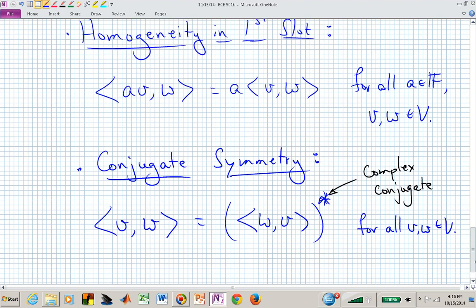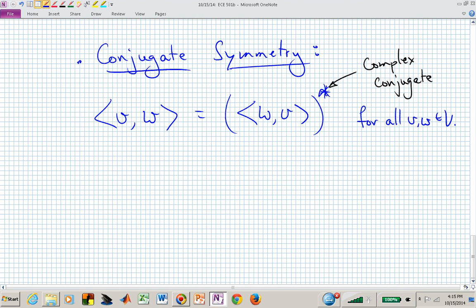So we will start to see where that helps us or keeps us honest, because this forces particular relationships in the way that we define our inner product. We need our inner products to satisfy this conjugate symmetry. So if we switch the order, then we have to define our inner product such that this conjugate symmetry relationship holds.